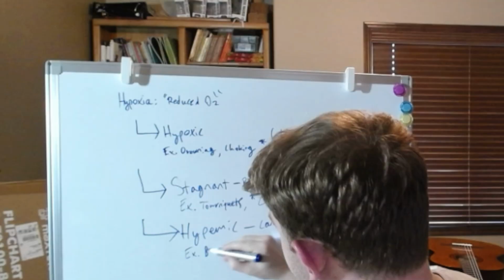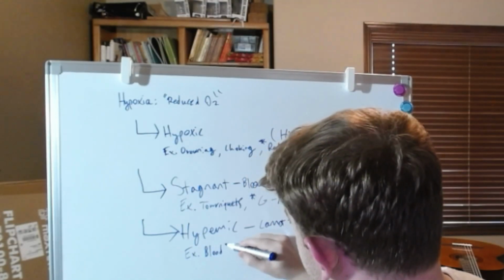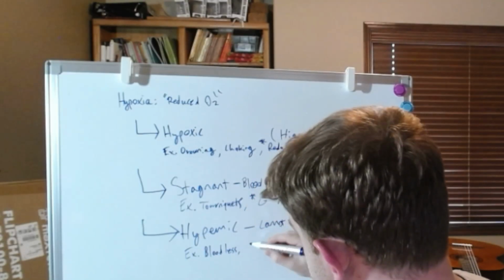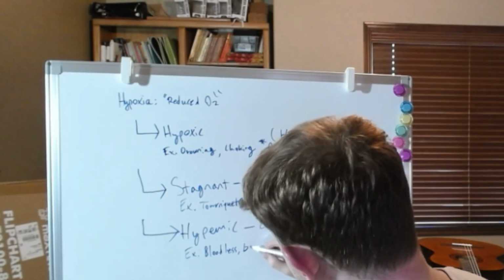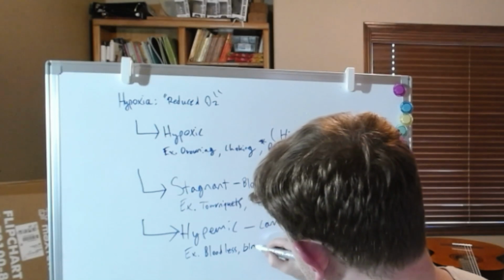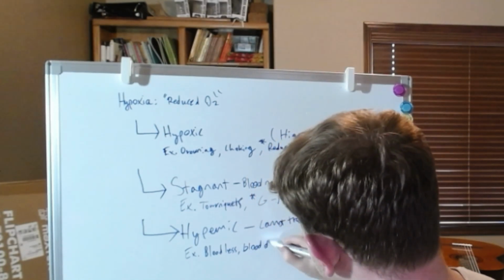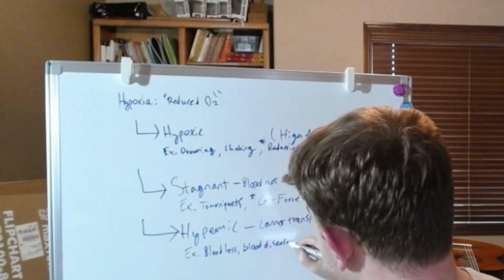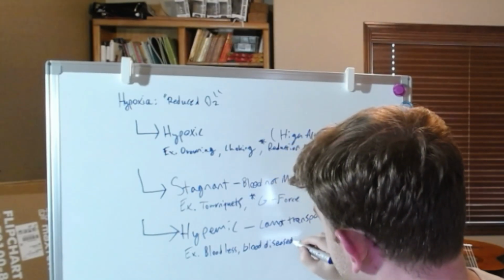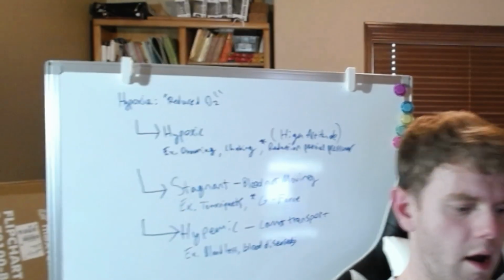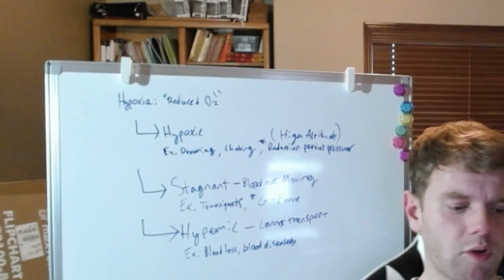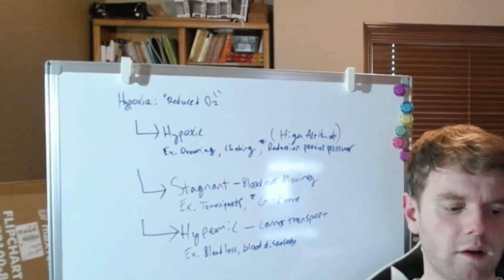You get blood loss. I think one of the best ones is, what did we just say? Blood diseases, right? It's like anemia, stuff like that. Deficiencies and whatnot. Hemoglobin not being able to bind oxygen molecules.